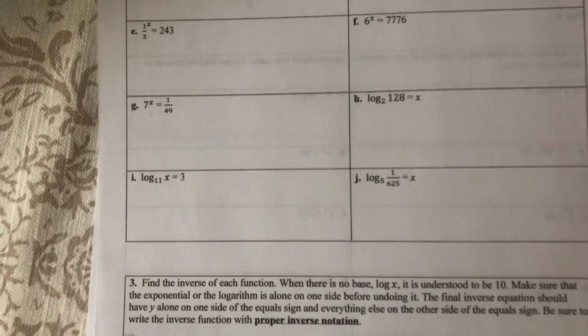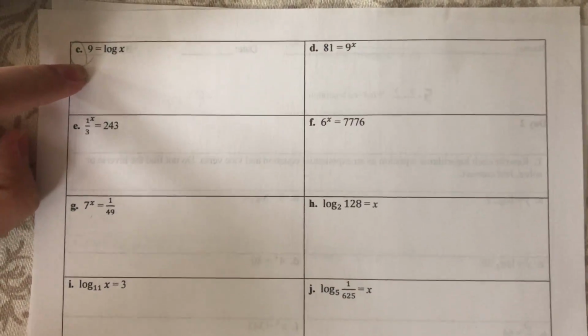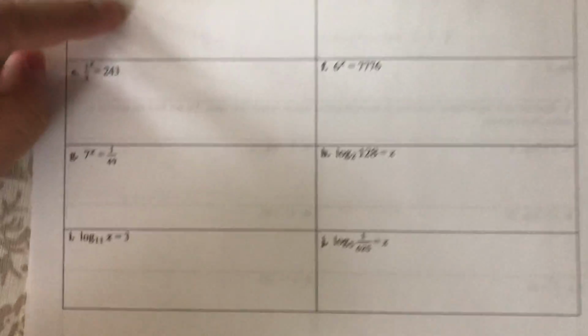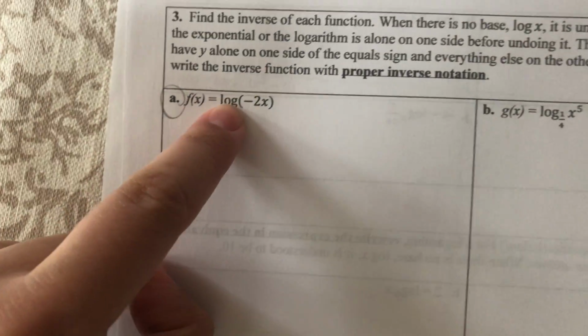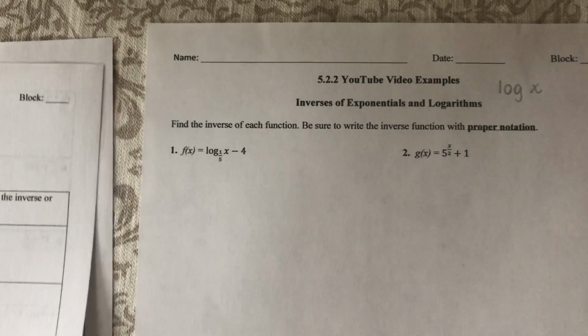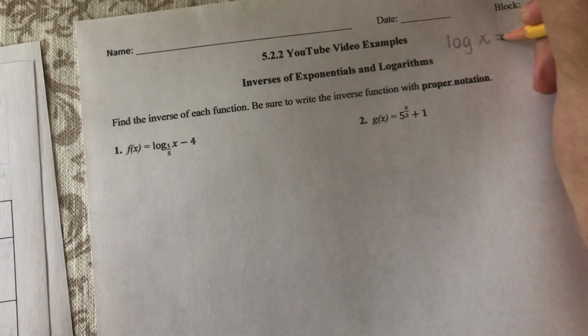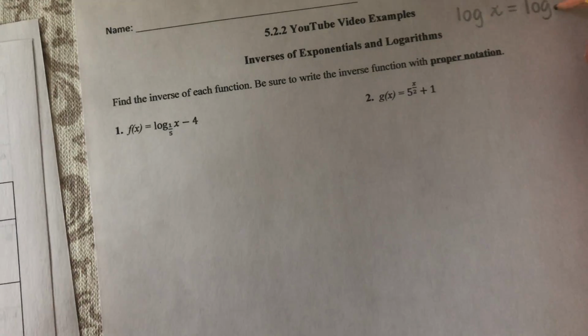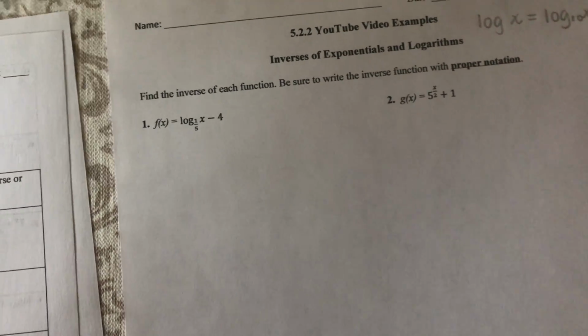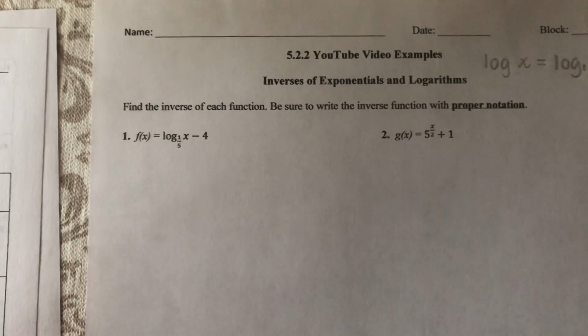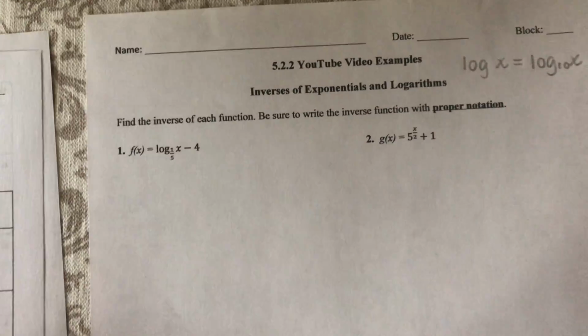But anytime that you have a log without a base, you have 2 examples in your packet. This one, there's no base, and this one, there's no base. So anytime you don't see a base, it's always understood to be 10. I'm gonna write that down right here. It's always understood to be 10. You can write it if you want to, but it's not necessary. So again, anytime you don't see a base, it's understood to be 10.